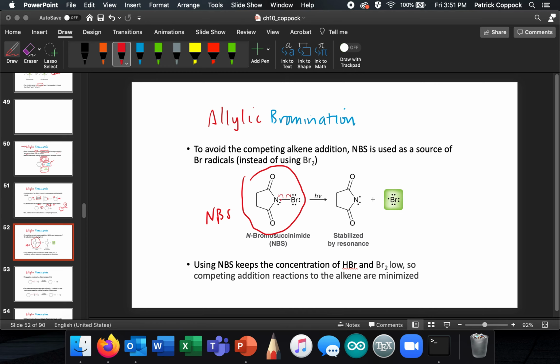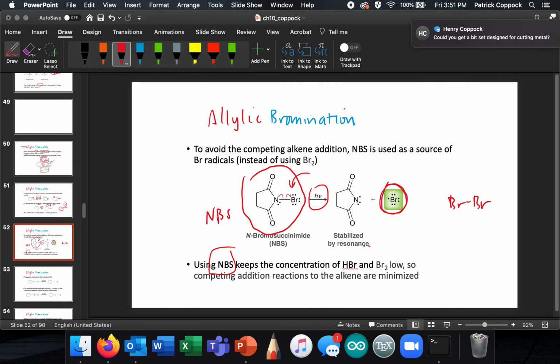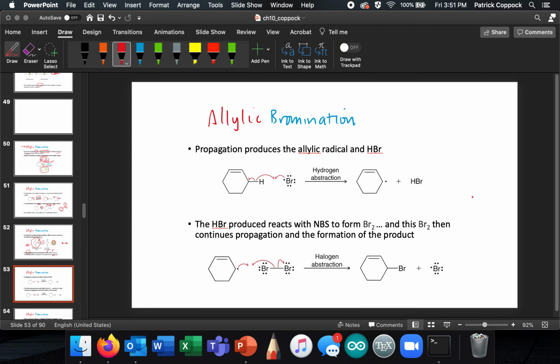But this, it turns out, has got a very, very weak bond. So it doesn't take much energy at all, just a little bit of light energy here to produce a bromine radical, right? So we never had the Br2 in solution. So we use NBS, and it keeps bromine radicals around, and it keeps a little bit of HBr and a little bit of bromine in the solution, but it keeps it minimized. Okay. All right. So propagation then produces the allylic radical and HBr. HBr reacts with NBS to form Br2, and this goes all over again. It starts all over again.